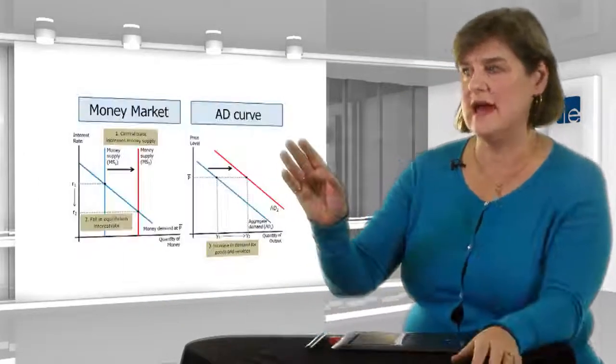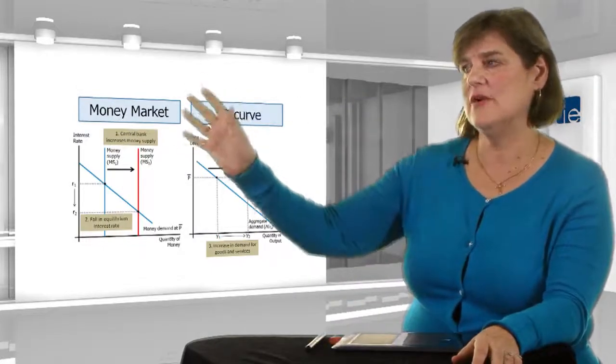Once the central bank moves the supply of money curve, how does this affect the economy? How does this movement in the supply of money get all the way down to a different level of GDP? Well, this is the tricky question. This is one we're going to be addressing now.